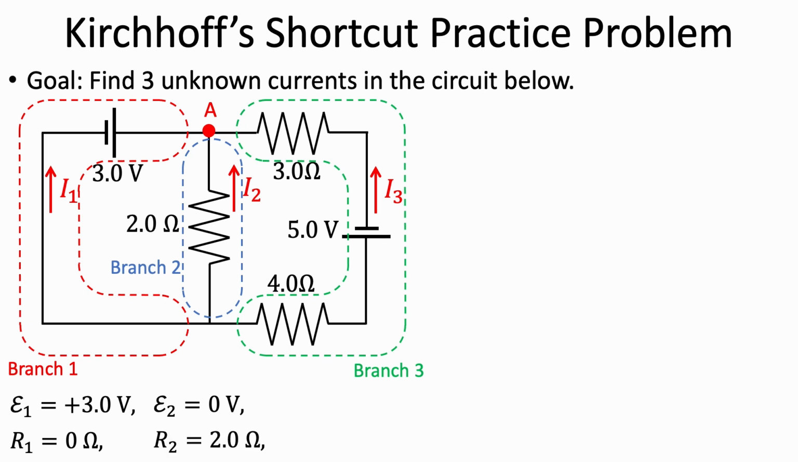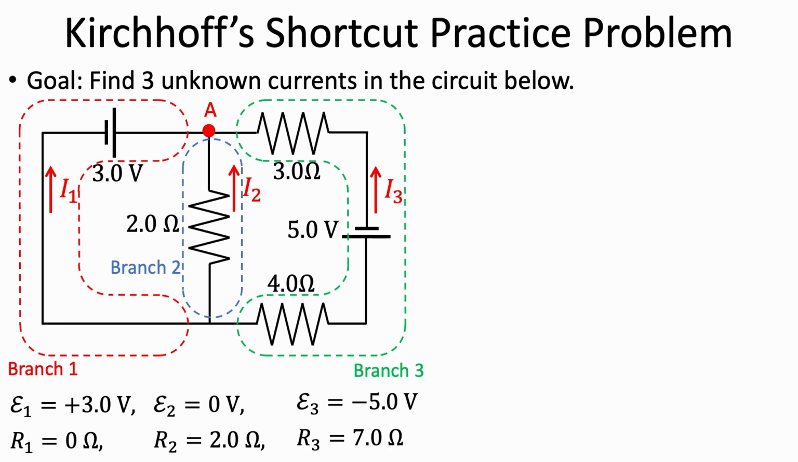In branch 3, there's one 5-volt battery, and its negative terminal is facing junction A. So the net EMF in branch 3 is negative 5 volts. There are 2 resistors in this branch, and their resistances add up to 7 ohms. So I set R3 to be 7 ohms.